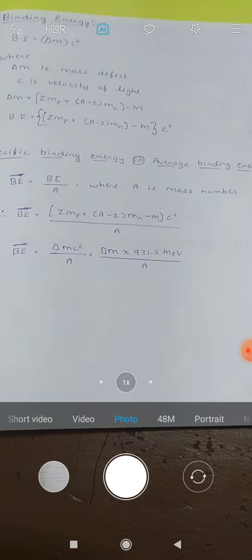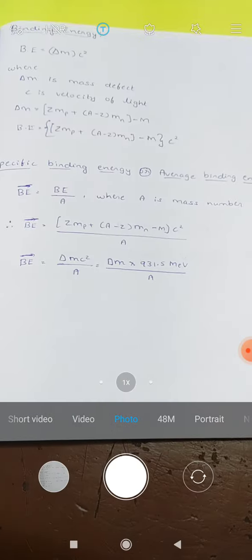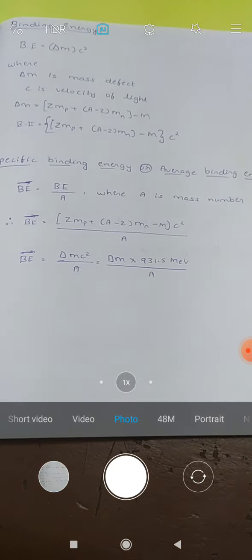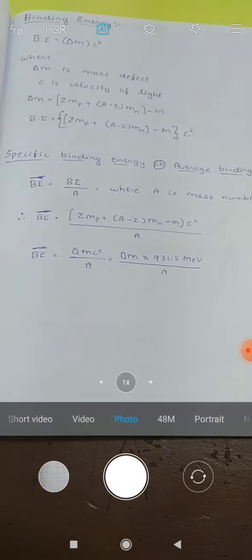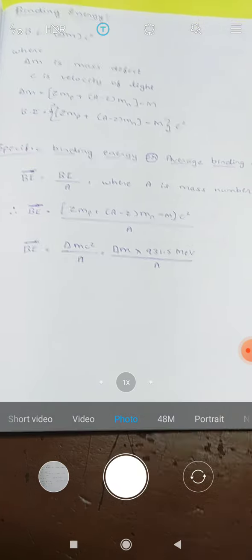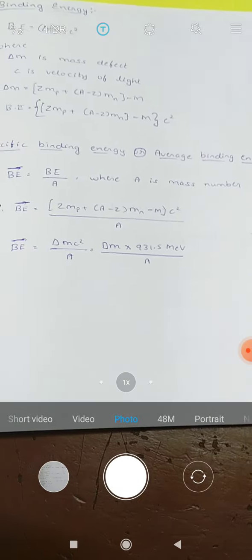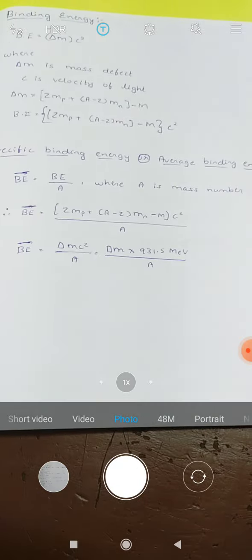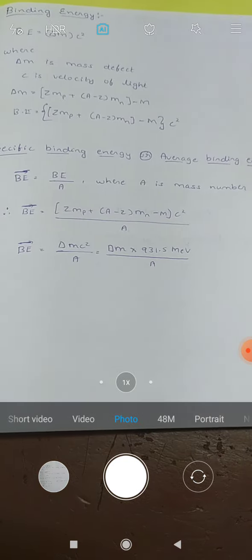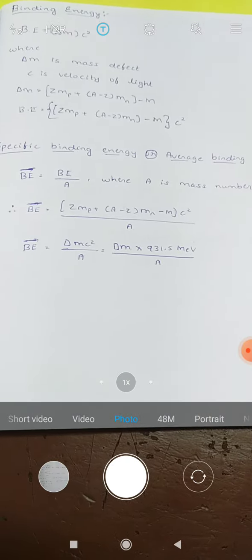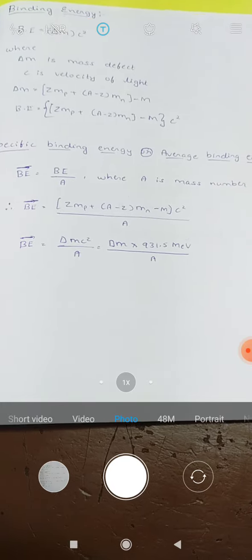This is the velocity of the light. Instead of C square, we have to write its value, which is constant, that is 931.5 mega electron volt. This is the energy value for the velocity of light, that is the C square value.